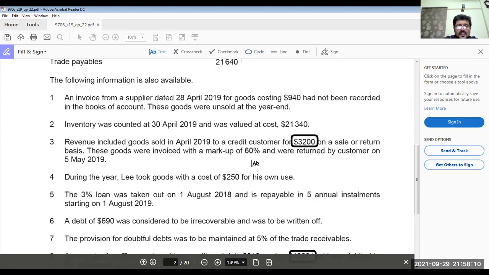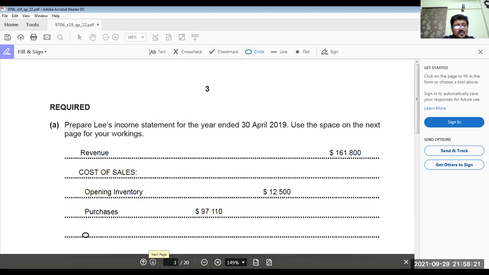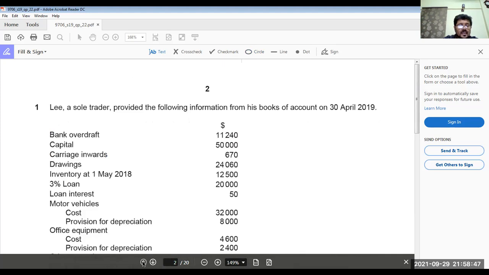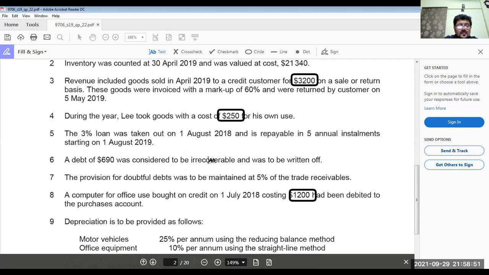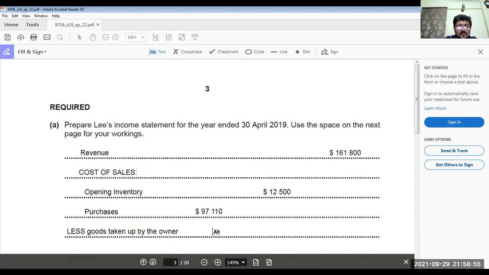Now, what we have to do? We have this adjustment: $250 goods taken by the owner for his personal use. It must be shown. So purchases, goods taken by the owner, how much? That is $250. You should keep it in your pocket, so you should remember to deduct it, not to add it by mistake.